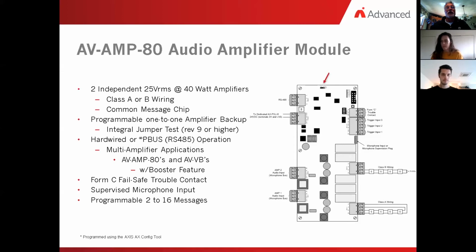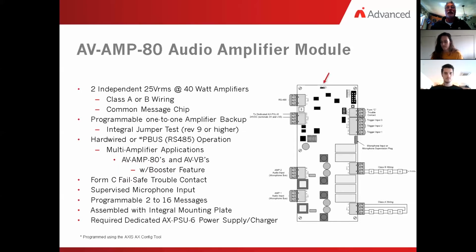We can program in our amplifiers either up to 2 messages for the hardwired unit or up to 16 messages in each amplifier in the intelligent P-Bus controlled amplifier. Now, the amplifier circuit board is mounted onto a metal plate, and that metal plate is used to dissipate the heat when the amplifier is activating. So it must remain on that unit. It does require its own dedicated power supply and charger. Of course, it will need a set of batteries.